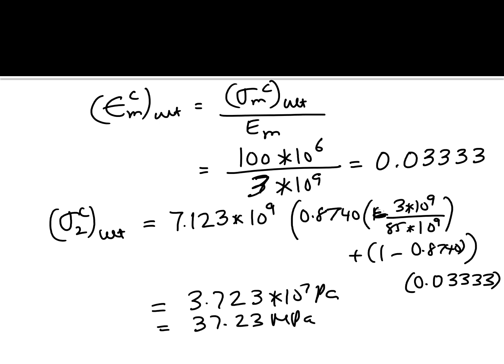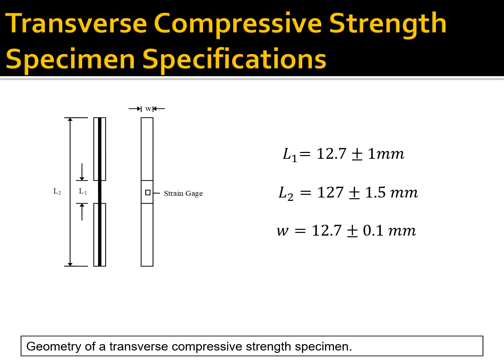Let's go and see how we experimentally find the ultimate compressive strength in direction 2, or the transverse compressive strength. So what you're seeing here is the transverse compressive strength specimen. It is exactly the same kind of specifications for the specimen. Length is given as half an inch, which is exposed, and the rest of it is in the vices in the IITRI fixture.